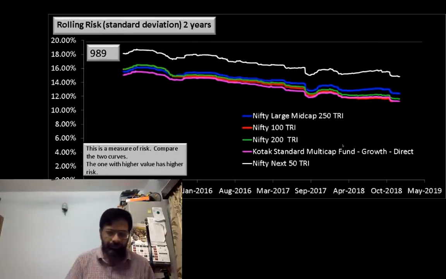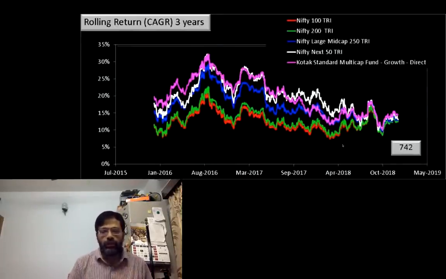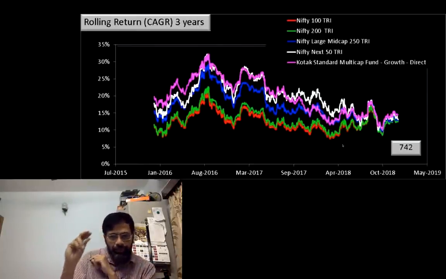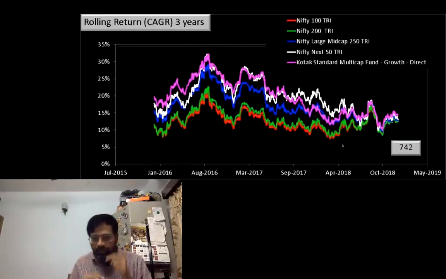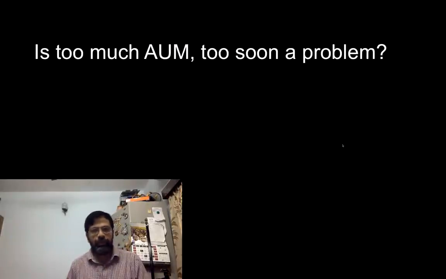So that's quite fine. Now let's look at the rolling returns over 3 years. Again, if you look at the rolling return over 3 years, look at the gap between the fund, which is the pink line, and the green line, and notice that the gap has again shrunk down. So over the 3-year period also, you can see that the performance has come down in the last few months. So the question is, is too much AUM too soon a problem for this fund? Now this question, I can give you an answer, but it is a speculative answer.